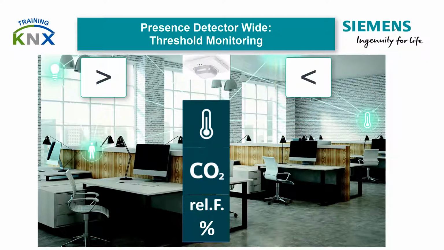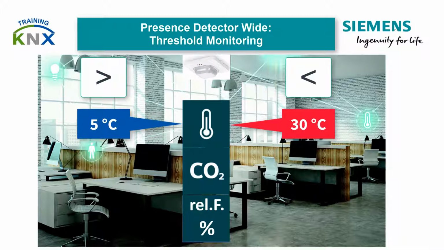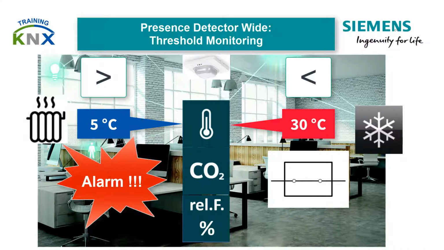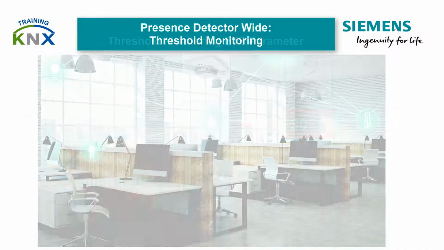For example, the temperature in the room can be monitored for absolute limit values of 30 degrees Celsius upper limit and 5 degrees Celsius lower limit. If the upper limit is exceeded, an emergency cooling unit is switched on. If the temperature falls below the lower limit, an emergency heating system can be turned on. The telegram sent for this purpose can be used both as an alarm and as a switching telegram.